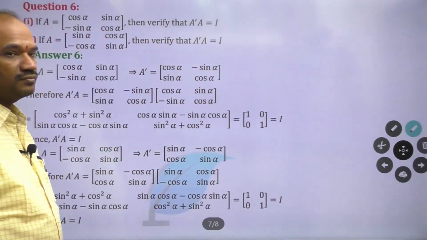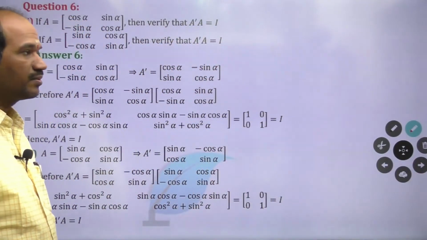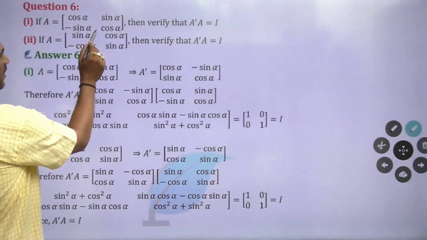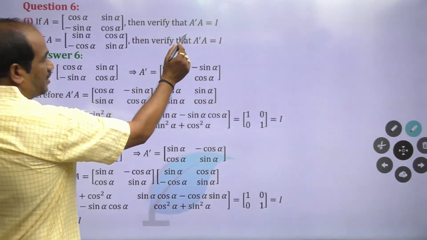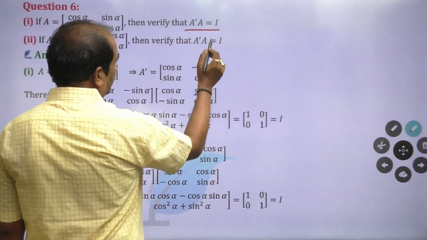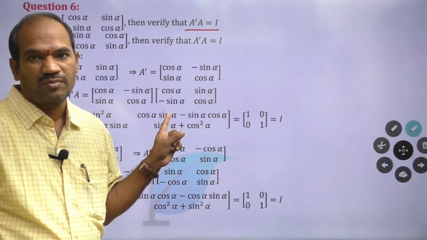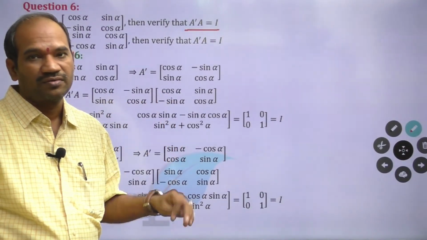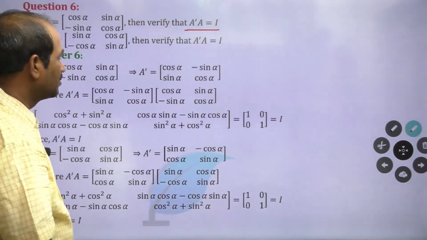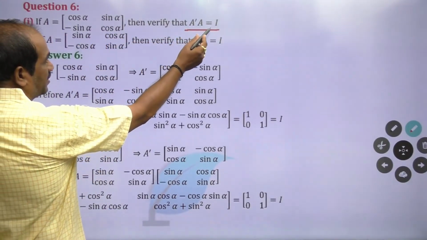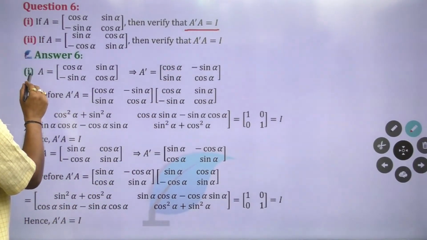Right, see here in this next problem. If A is equal to this matrix, then verify that A into A is equal to I. This was already given in theory, a 1 mark question. Next, objective problems, repeated question. If A is equal to this matrix, then verify that A dash into A is equal to I.